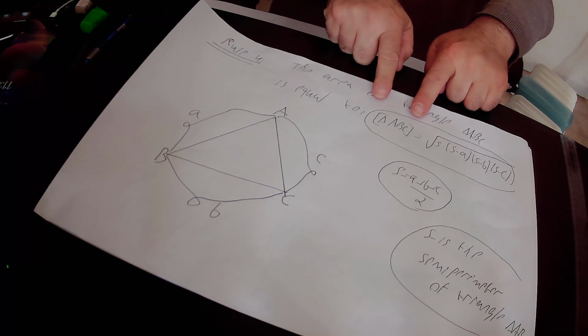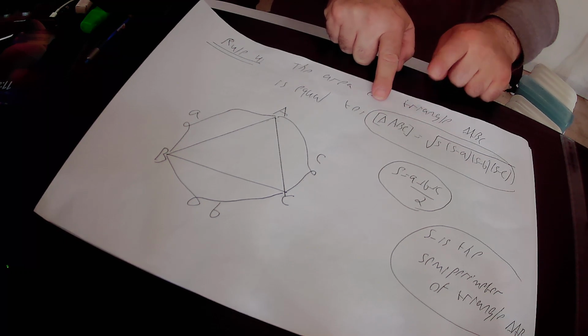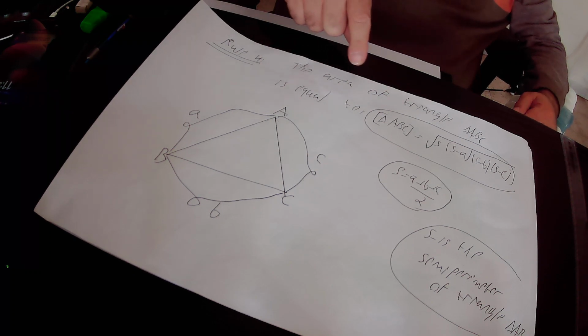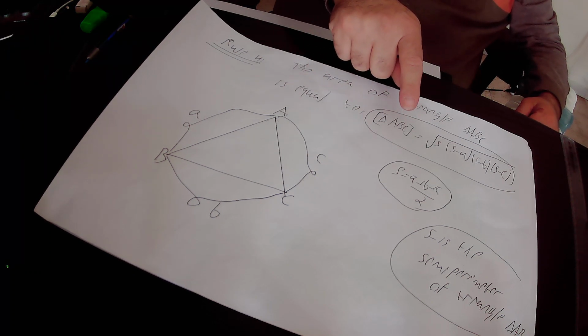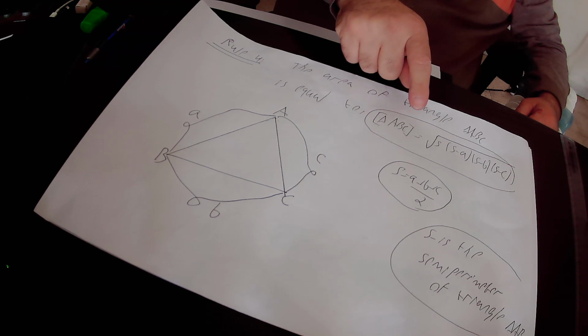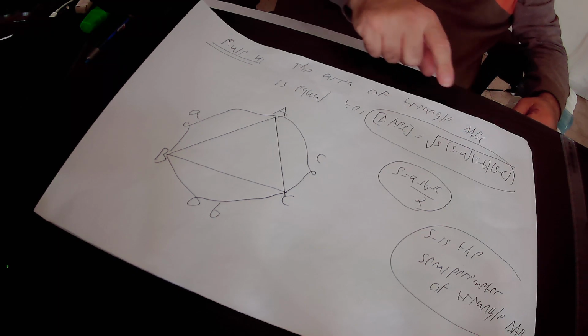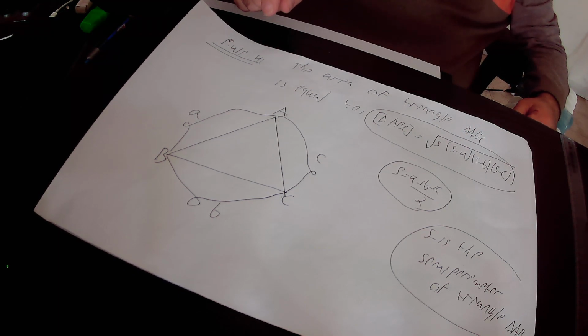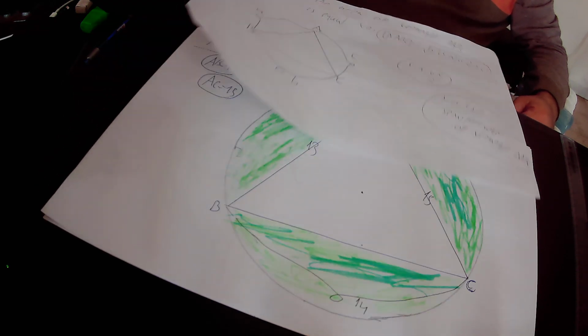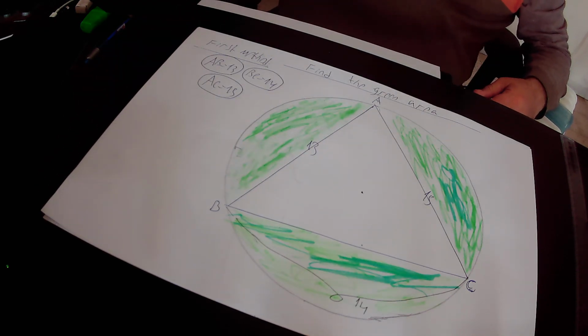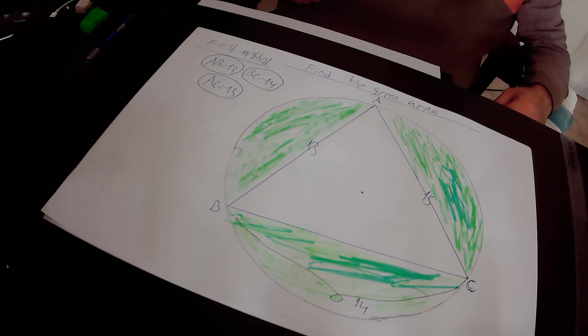Here the square brackets are the sign for the area. It means the area of triangle ABC is equal to the square root of S, where S is the semi-perimeter, A plus B plus C over 2, times S minus A times S minus B times S minus C. I repeat again that A, B, and C are the side lengths of this triangle ABC. So actually we can implement rule number 4 in our drawing. Why? Because rule number 4 is true in any triangle, and especially in our triangle ABC.